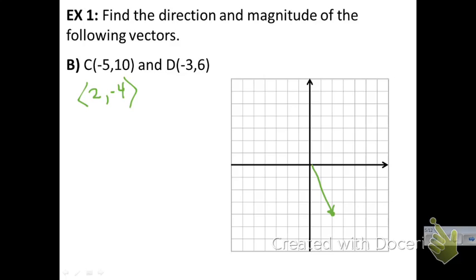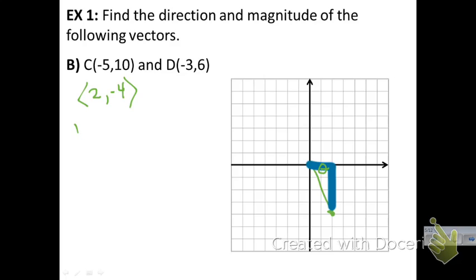And we can see that we are in quadrant 4. We draw our right triangle here, and we're going to be looking for the length of our vector, and we're also going to be looking for the angle, the direction of our vector.